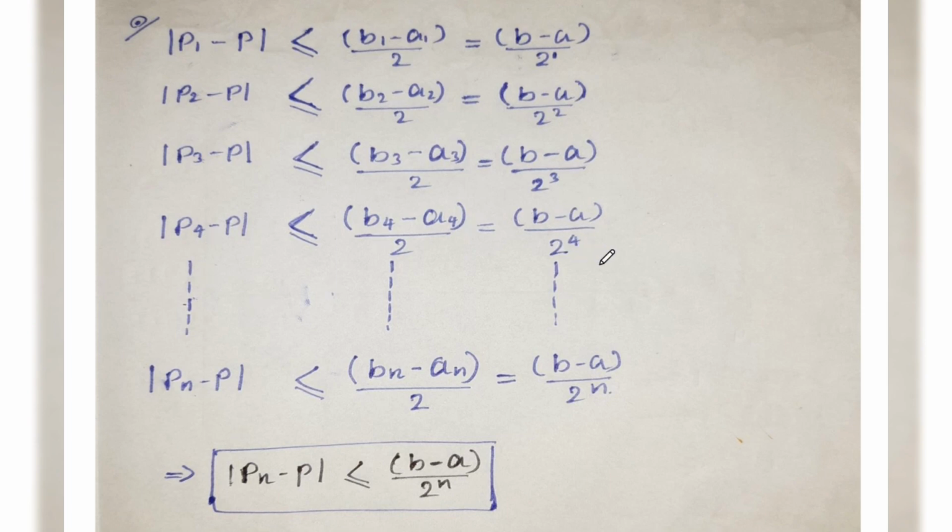So finally, for the midpoint we can write the absolute value of pn minus p is less than or equal to (bn - an) over 2, which is equal to (b - a) over 2 to the power n. Finally we have this equation. Actually, this inequality is very important to us in the equations for finding the number of iterations. So let's see an example regarding the bisection method.